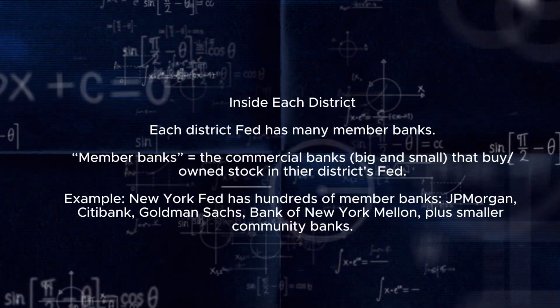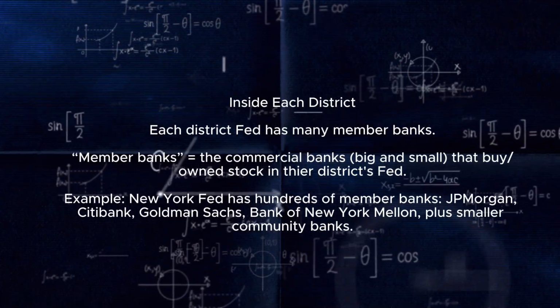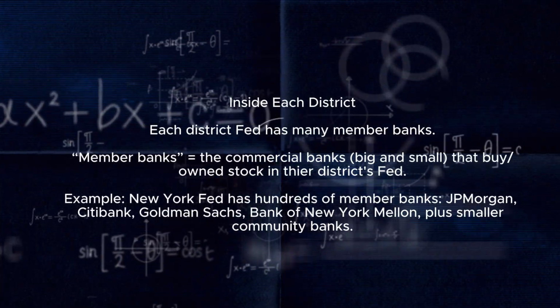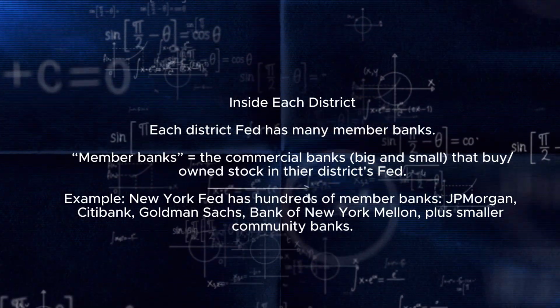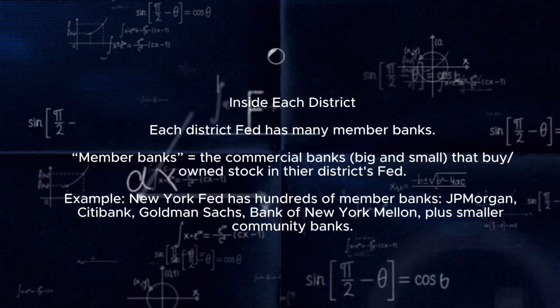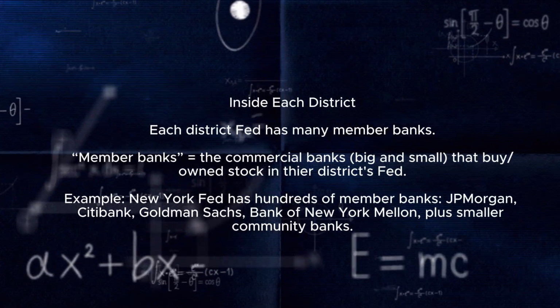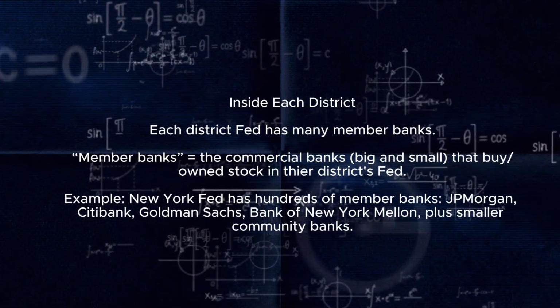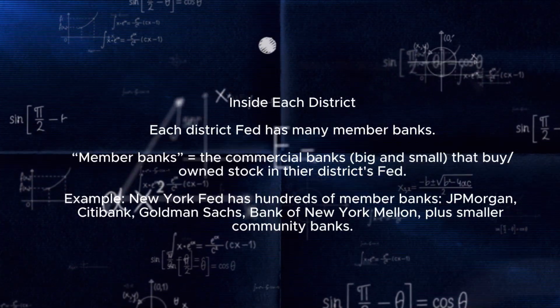Inside each district the Fed has many member banks. Member banks equals the commercial banks, big and small, that buy and own stock in their district's Fed. Example: the New York Fed has hundreds of member banks, J.P. Morgan, Citibank, Goldman Sachs, Bank of New York Mellon, plus smaller community banks.